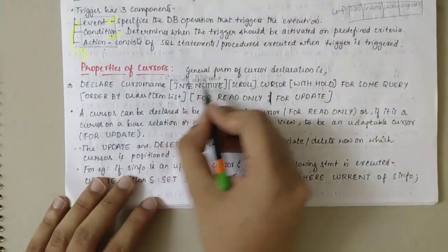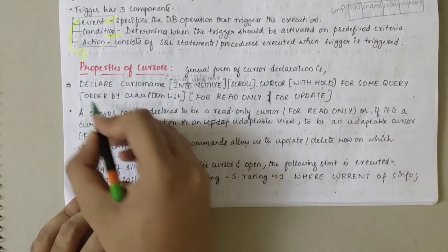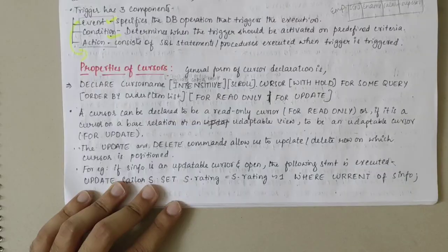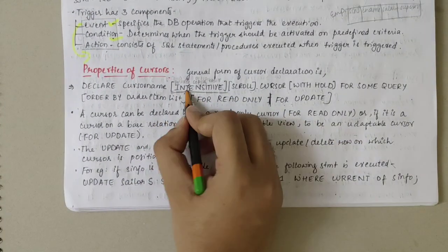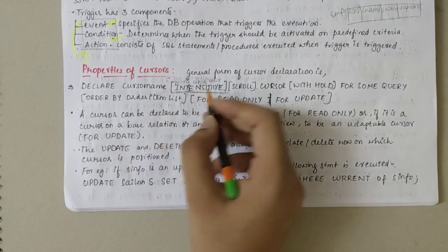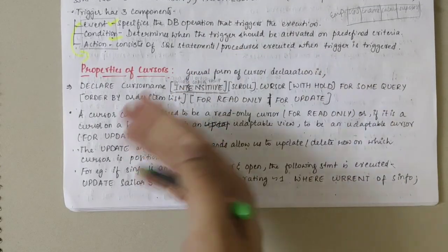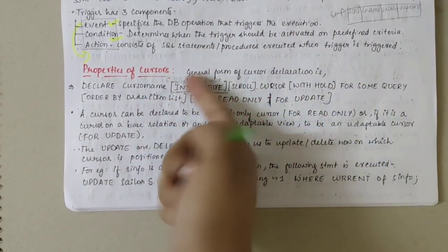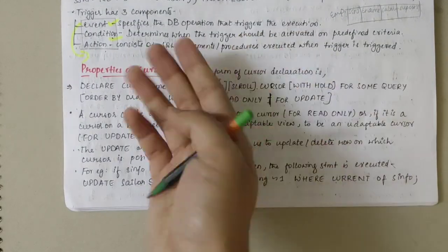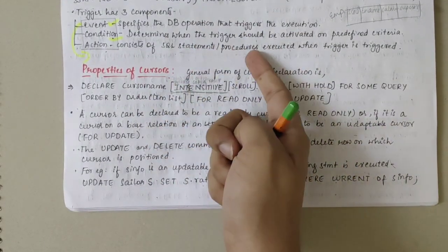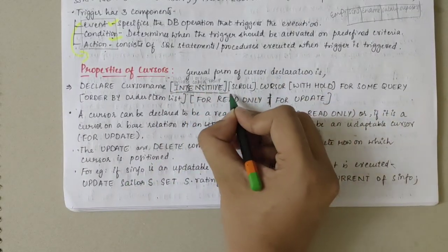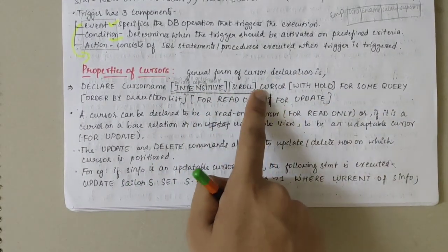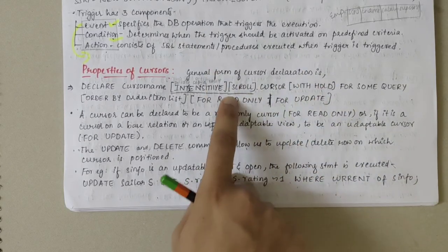Now we'll look into the properties of a cursor. The general form of cursor declaration is: declare cursor name, then we have INSENSITIVE. Insensitive means you are making a private copy of the result. If there is any change in the main database, the changes will not be reflected in the cursor. That is, if you modify the base relation, no changes would be there in the cursor part. That is what insensitive states. Then we have SCROLL. Scroll means you can shift to any row by specifying the position, so it is flexible.